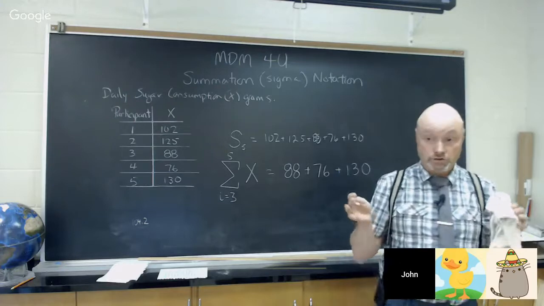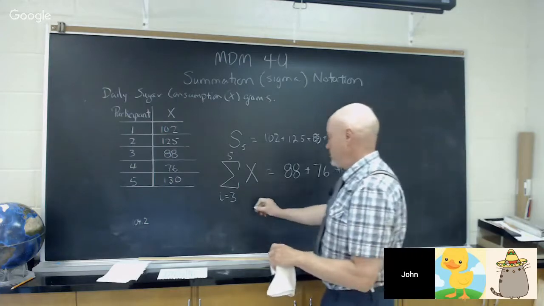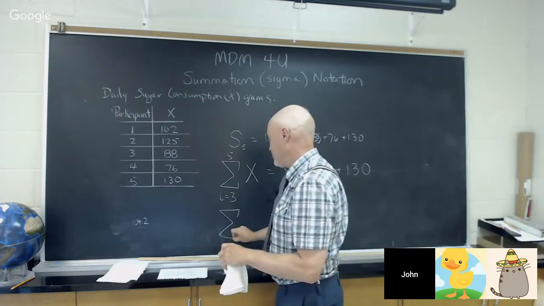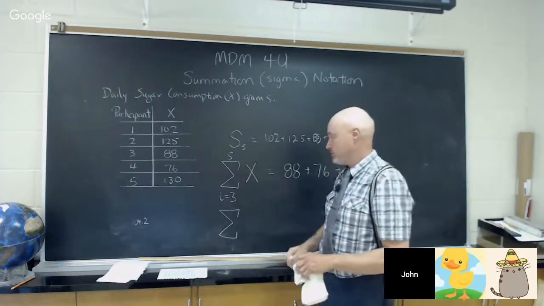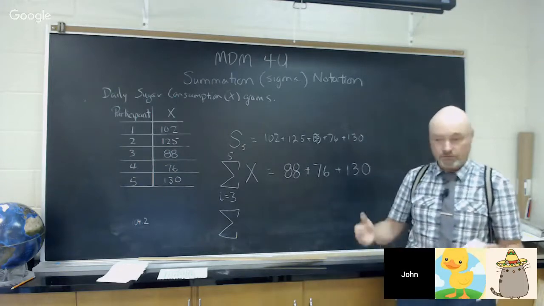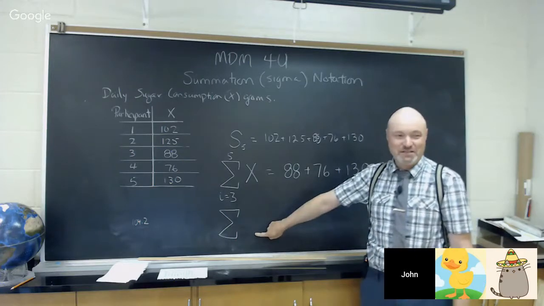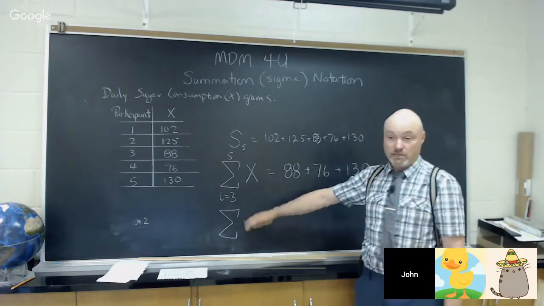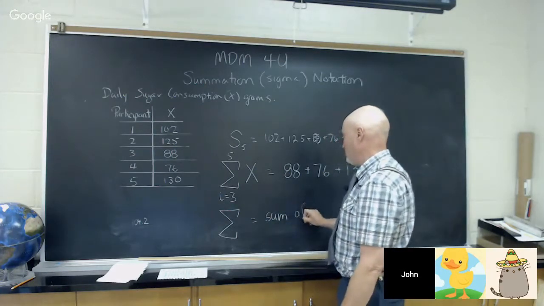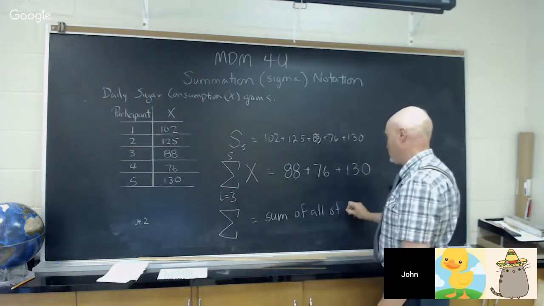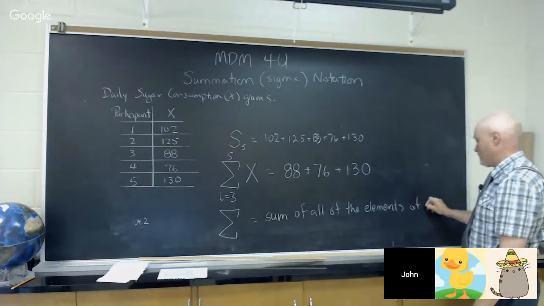Now, when we're doing data management stuff, sometimes it's handy if I'm just adding everything up in a set. If it's everything in this set that's being added up, I could index it like that, i equals 1 up to whatever n is. If it's everything, I'm just using a sigma. This means everything in the set. So this is the sum of all of the elements of a set.